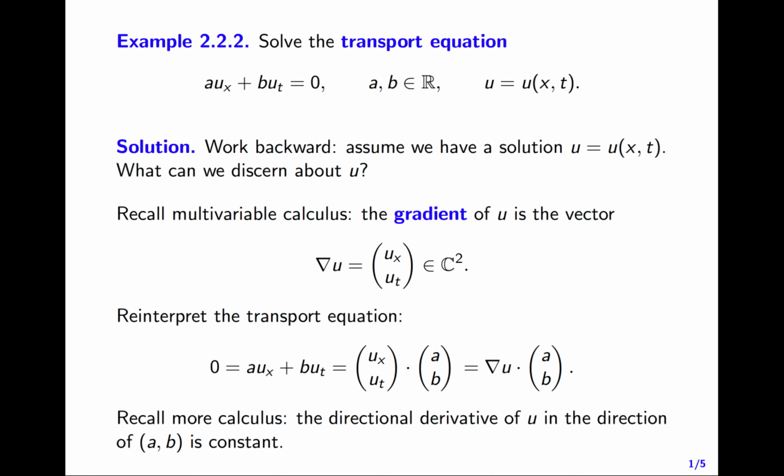What does this look like? This looks like a directional derivative for u in the direction of the vector ab. In particular, it's saying the directional derivative of u in the direction of the vector ab has to be constant. And that observation is the key to the following method of figuring out the form of u, which again, I emphasize, may not be the most obvious thing to do.